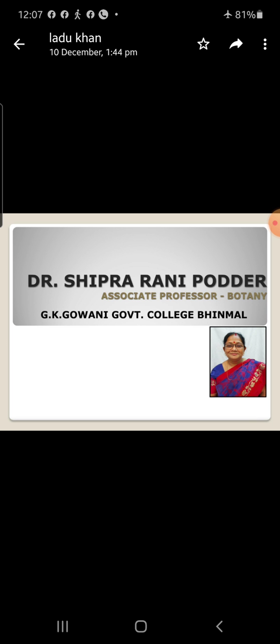Second type is the Plumbagella type. In this type of embryo sac, the 2 nuclei, 1 haploid and 1 triploid, divide once to form 4 nuclei, that is 2 haploid and 2 triploid nuclei. These 4 nuclei are arranged in 2 groups of 2 nuclei each.